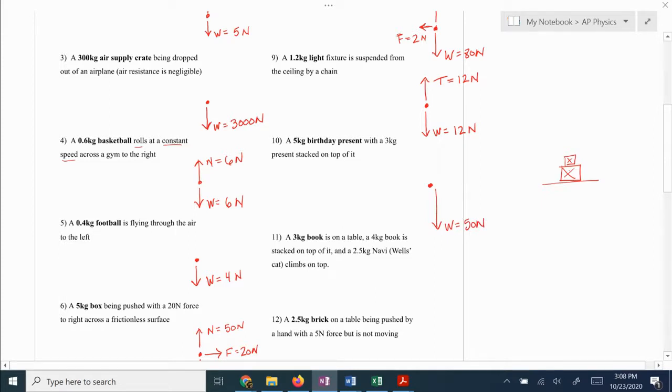We also have the top package pushing down on the lower package, so we're going to have a downward force from that package. That force is going to be the weight of that package. But it's not a weight force, because it's not the weight of that object. It's technically a normal force, because it is the surface of the upper package pushing on that. So technically, it is a normal force equal to 30 newtons, again because it is a surface.